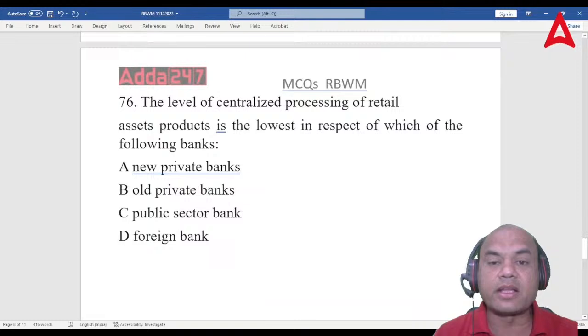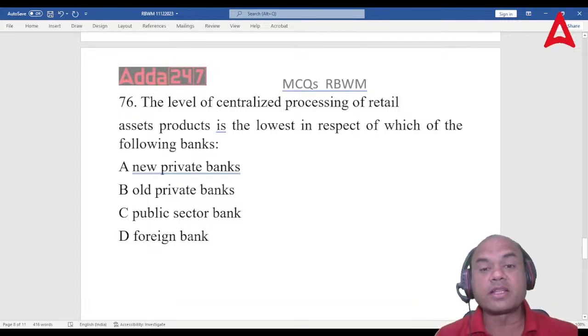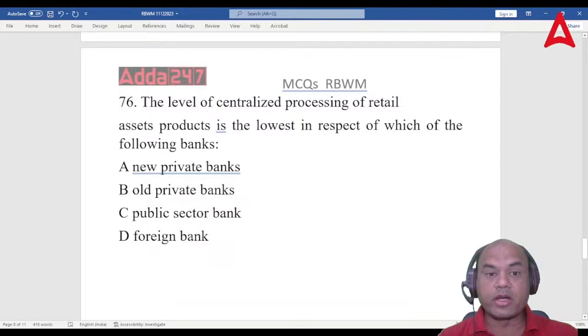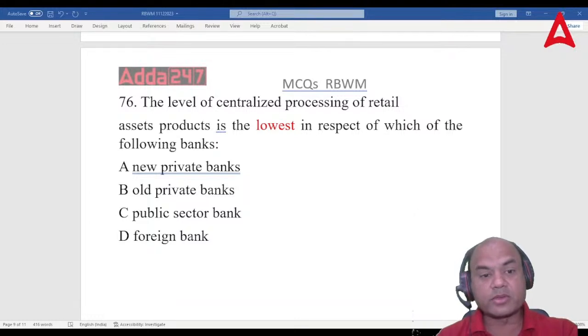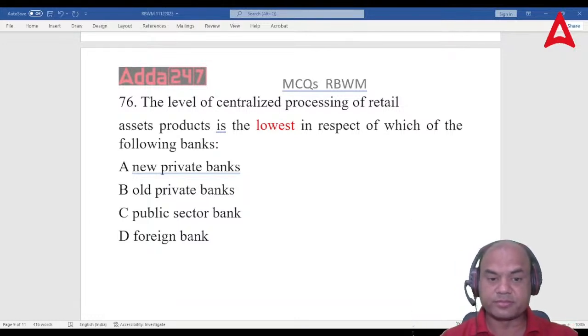The level of centralized processing of retail assets is the lowest in respect of which of the following banks? So centralized processing of retail assets is lowest. Remember, we want it for the lowest now. In which of the following banks? New private, old private, public sector and foreign banks. Central processing is lowest. Which of the banks? Think over it.